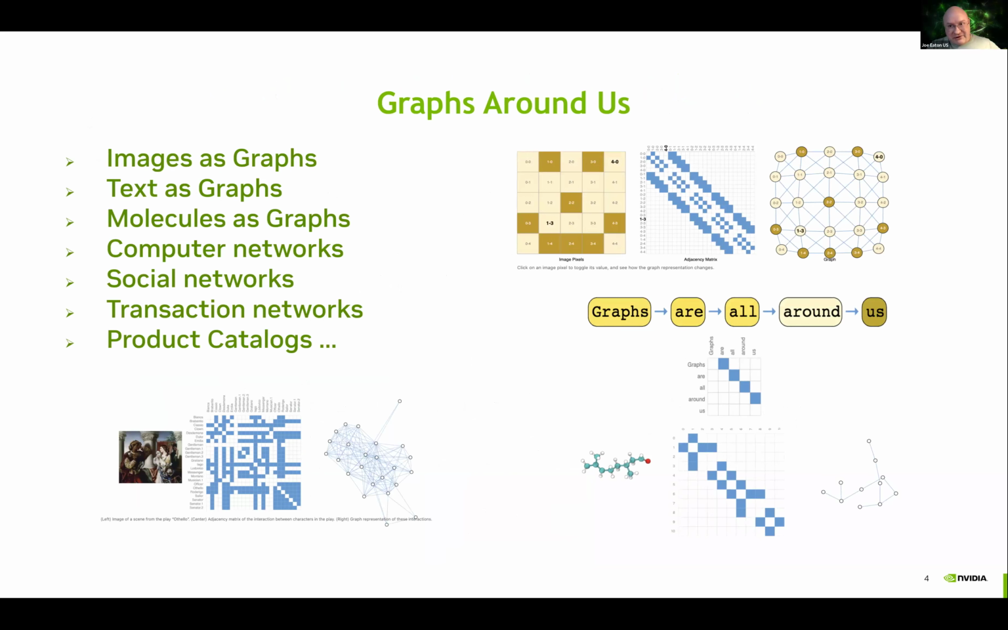I mentioned, everyone is touched by this. Photographs can be tracked as graphs, text can be tracked as graphs, molecules, computer networks, everything that we do in a modern society on the internet. The internet itself is tracked as a graph. So it's really ubiquitous and impossible to get away from.